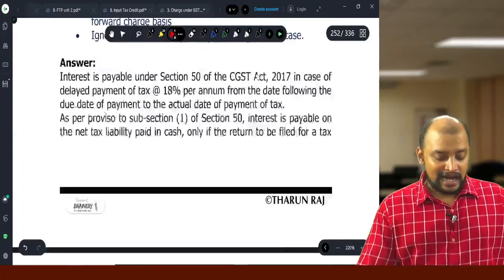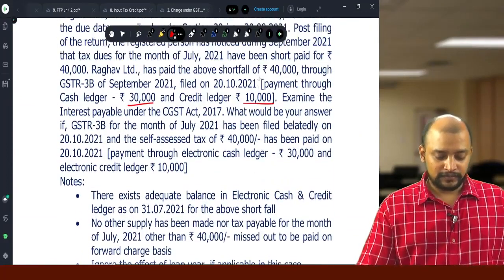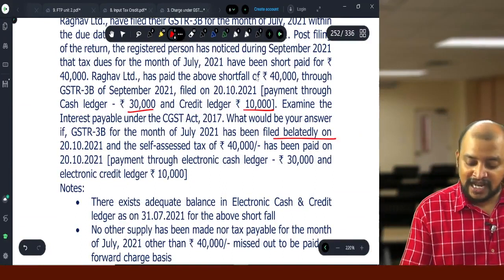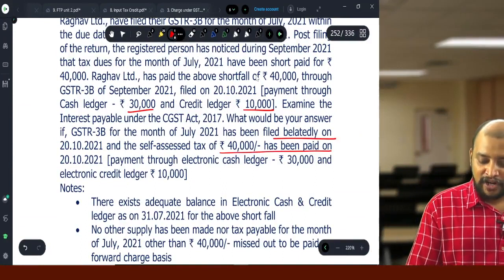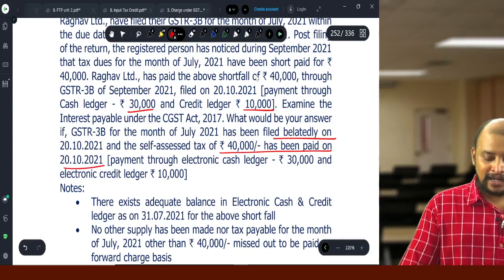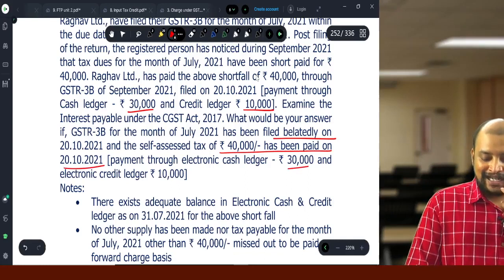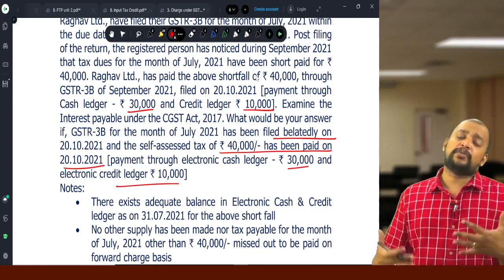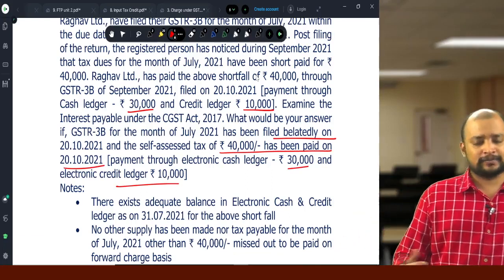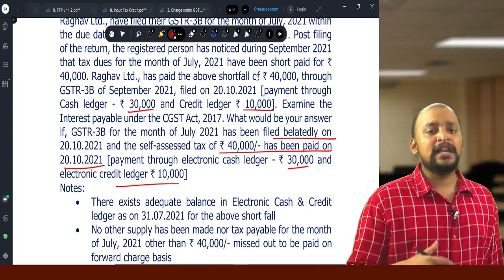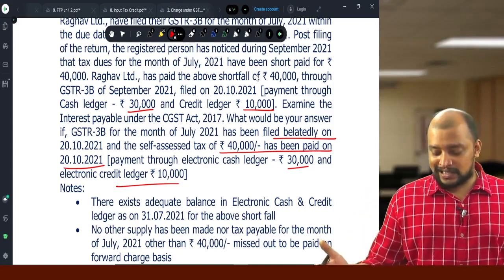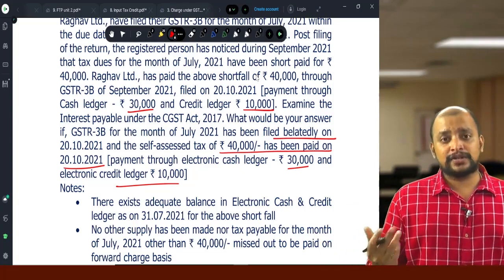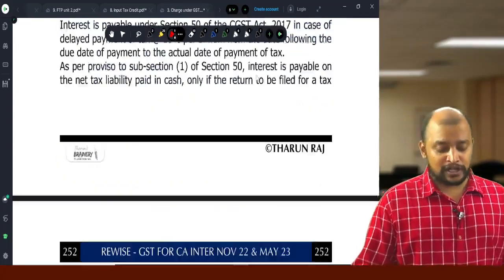Okay. Then another part they have given, what would be your answer if 3B has been filed late and the tax of 40,000 has been paid on 20th October. So 30,000 through cash ledger and 10,000 through credit ledger. Now what is the net liability? That amount which is paid through cash ledger is net liability. Out of the gross liability, you take out the money paid through credit ledger. So the balance is known as paid through cash ledger. So 30,000. Therefore in this case interest will be computed on 30,000 only.